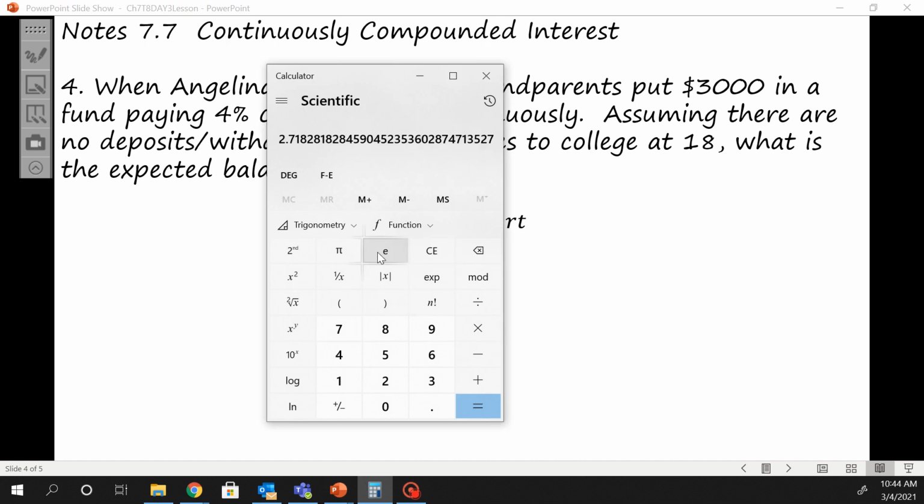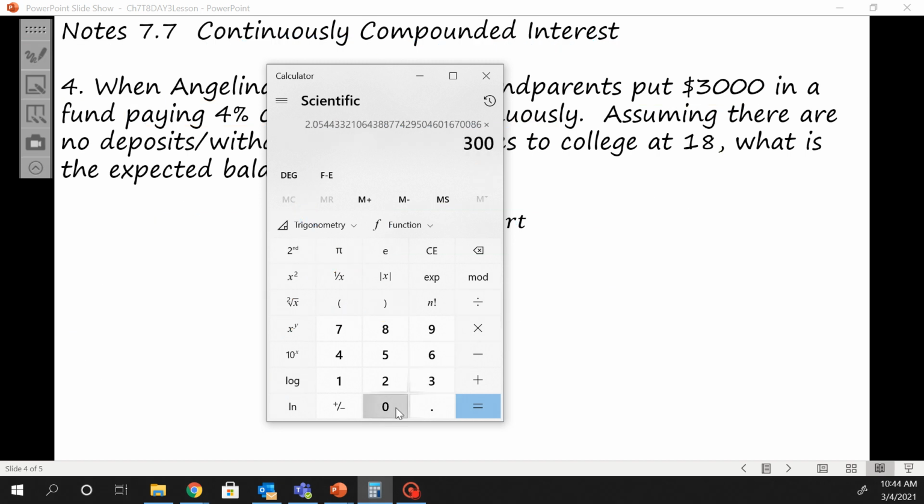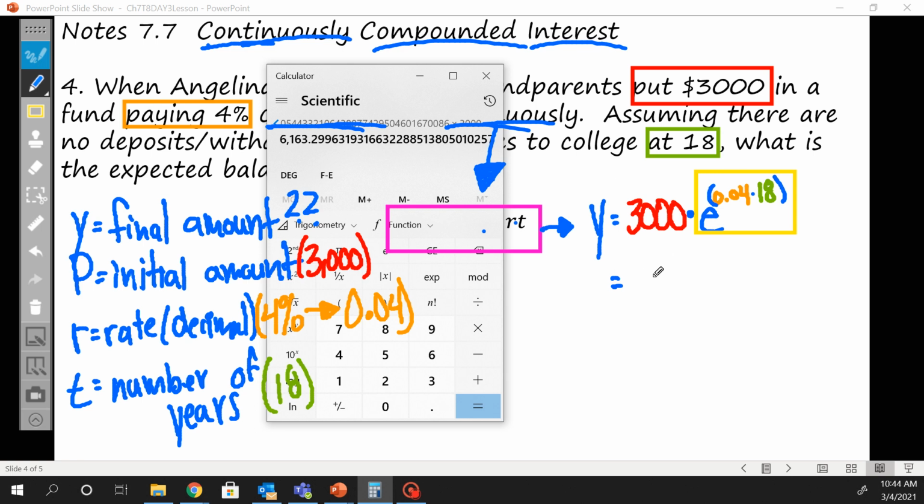So e exponent parentheses 0.04 times 18, close the parentheses, and that's equal to this, 2 point, etc. That is the value of this yellow box here. Now whatever that is, I'm going to multiply it by 3,000. So times 3,000 is equal to, and this is how much she will have when she turns 18. She'll have $6,163.29 of 30 cents.